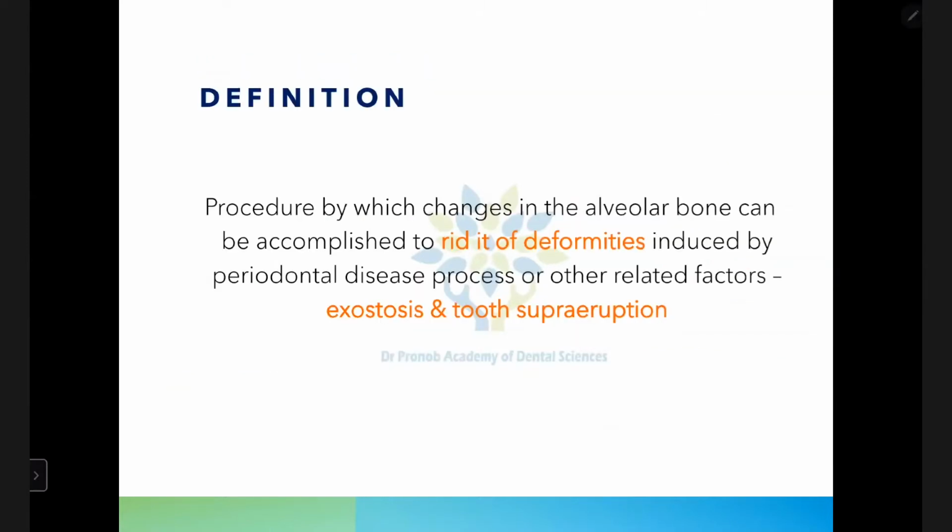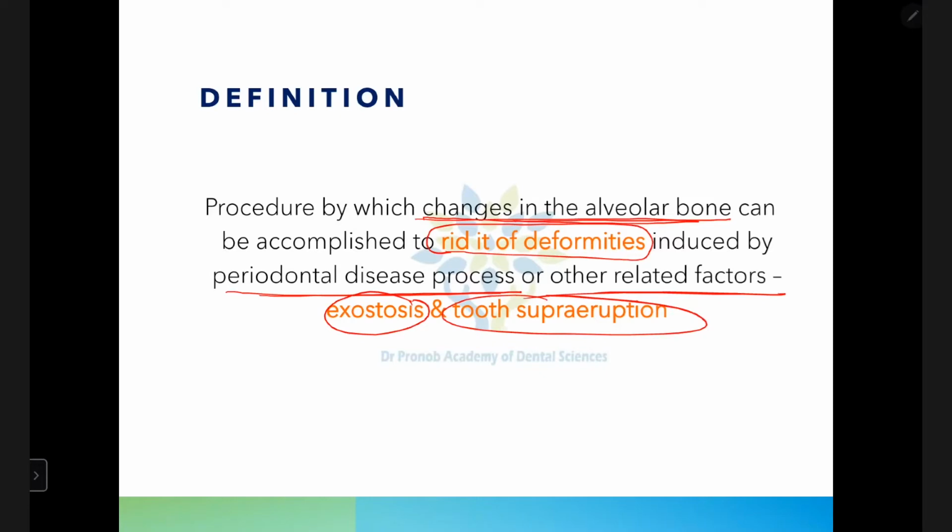Now let's see the definition of osseous surgery. It is a procedure by which changes in the alveolar bone can be accomplished in order to get rid of deformities that are induced by the periodontal disease process or other related factors like exostosis and supraeruption. So because of this osseous surgery, what are we doing? We are making changes in the alveolar bone so that the bone deformities created due to periodontal disease or any other factors are eliminated.